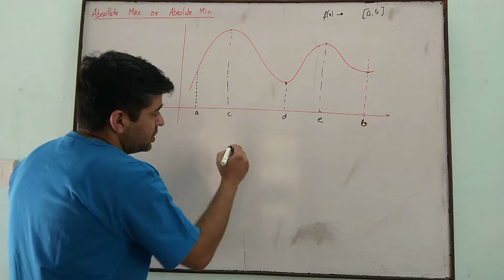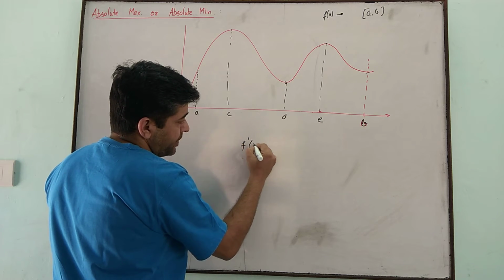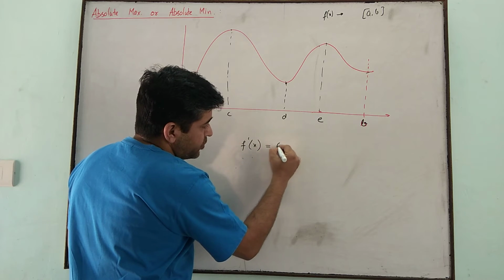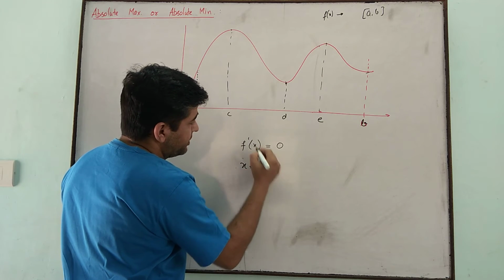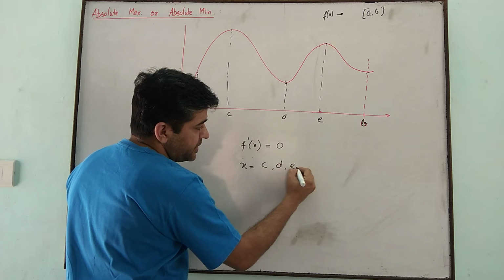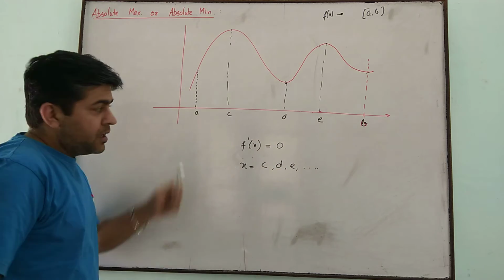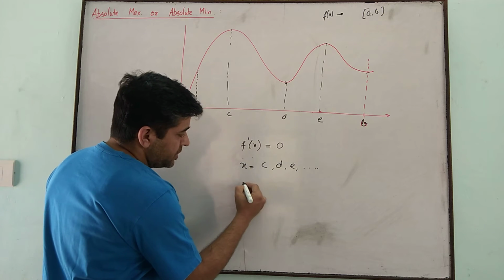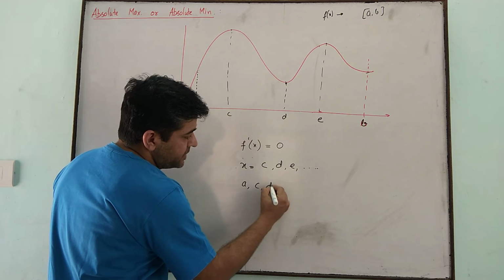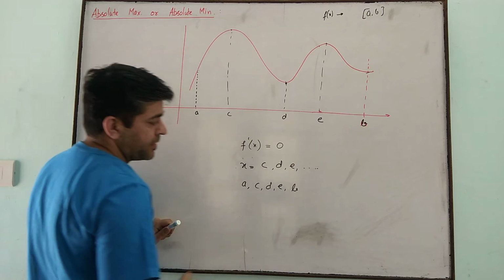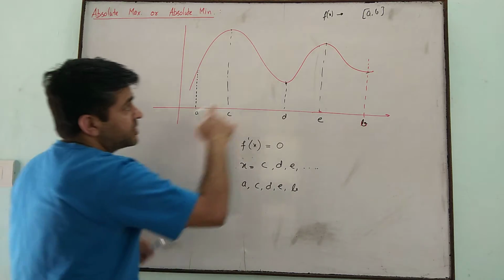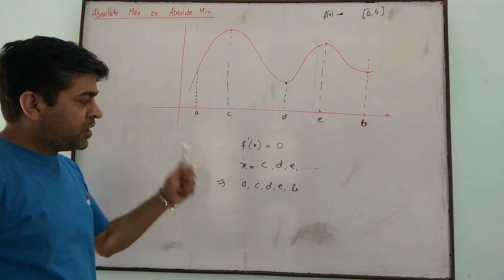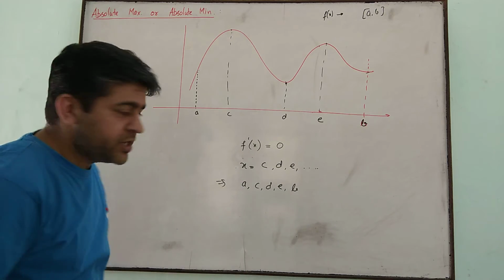So method is, first of all, differentiate, f dash x. For critical values, put it equal to 0. You will get the critical values like here C, D, E. Arrange all the values in increasing order, like here we got A, C, D, E and B. Consider the intervals also, whatsoever are given. So now only one maxima and only one minima you need to find.